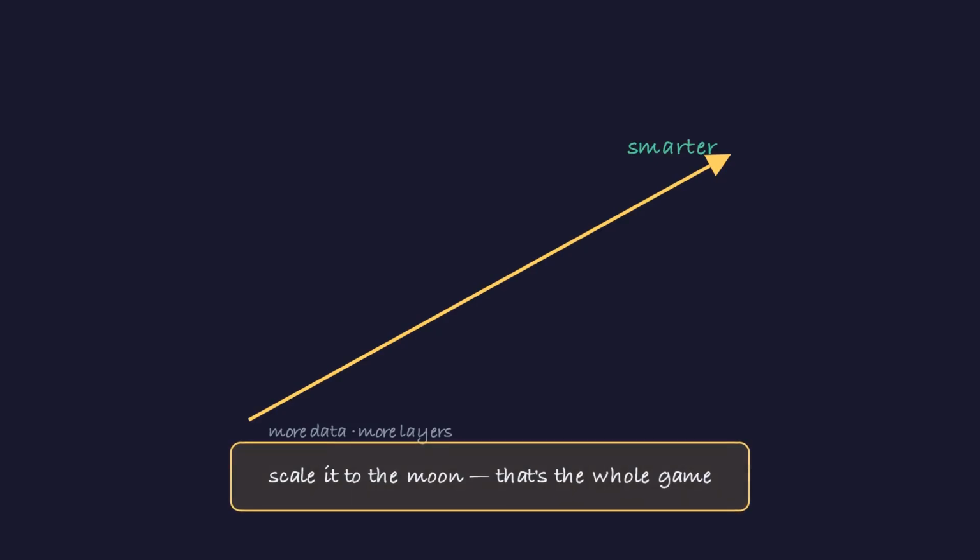Which unlocked the golden rule of modern AI. Make it bigger, more data, more layers, and it just keeps getting smarter. Attention understood language better in a way you could scale to the moon. And that is the whole game.